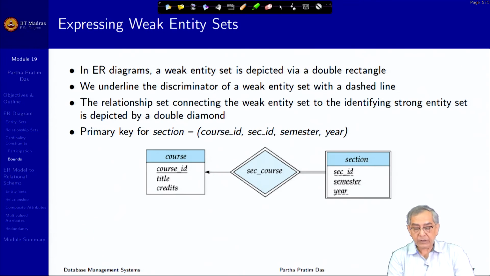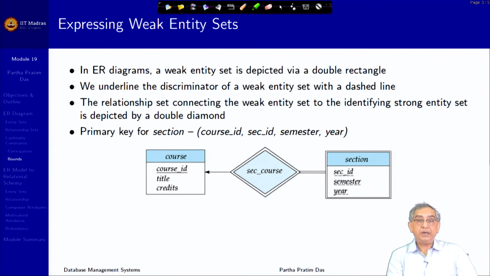So, we know that section is a weak entity set, course is a strong entity set, sec course is a relationship from section to course to define the weak entity set properly. And then you see that between sec course and section the line connecting is a double line. What does it mean? That this has a total participation. So, now you see that all of these conditions have been satisfied.